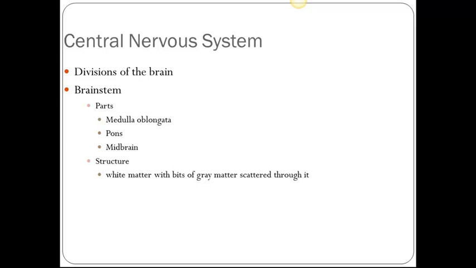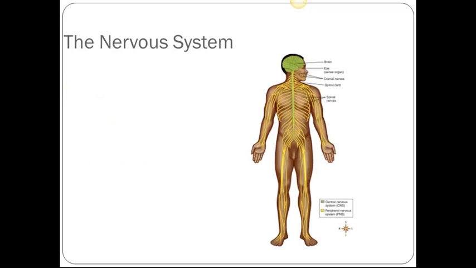The central nervous system consists of four major components: the brainstem, the cerebellum, the diencephalon, and the cerebrum. First, we will talk about the brainstem. The brainstem has three major parts: the medulla oblongata, the pons, and the midbrain. The brainstem consists of white matter with bits of gray matter scattered throughout it.